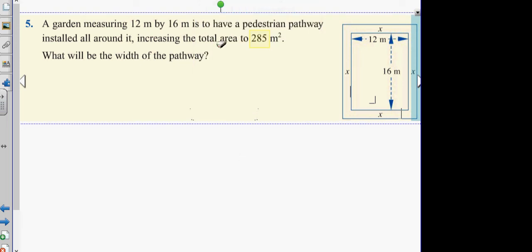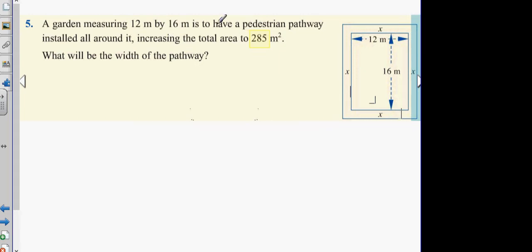Alright, now a garden measuring 12 metres by 16 metres is to have a pedestrian pathway installed all around it, increasing the total area to 285 metres squared. What will be the width of the pathway?